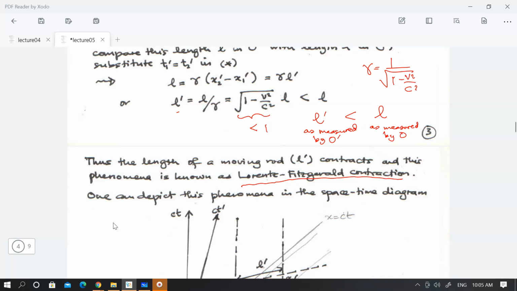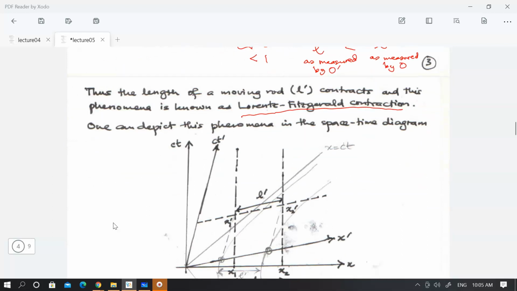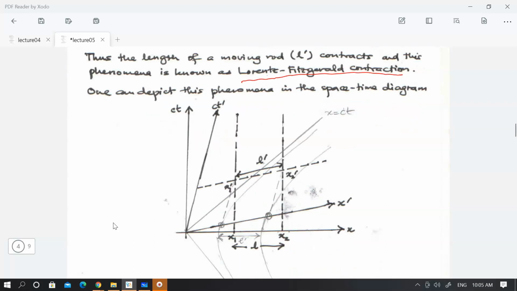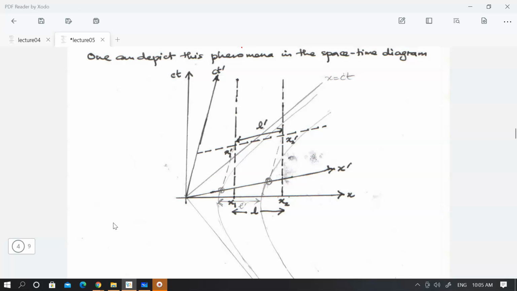Now, it would be good for us to be able to see this in the context of a space-time diagram. Here is the space-time diagram showing a simultaneous event. So this x1 dash and x2 dash are simultaneous here, and this is essentially the length of this rod according to O dash. But what does O see? In the context of O, it always measures the length by drawing a vertical line parallel to this axis, and that length of the rod is given by this L here.